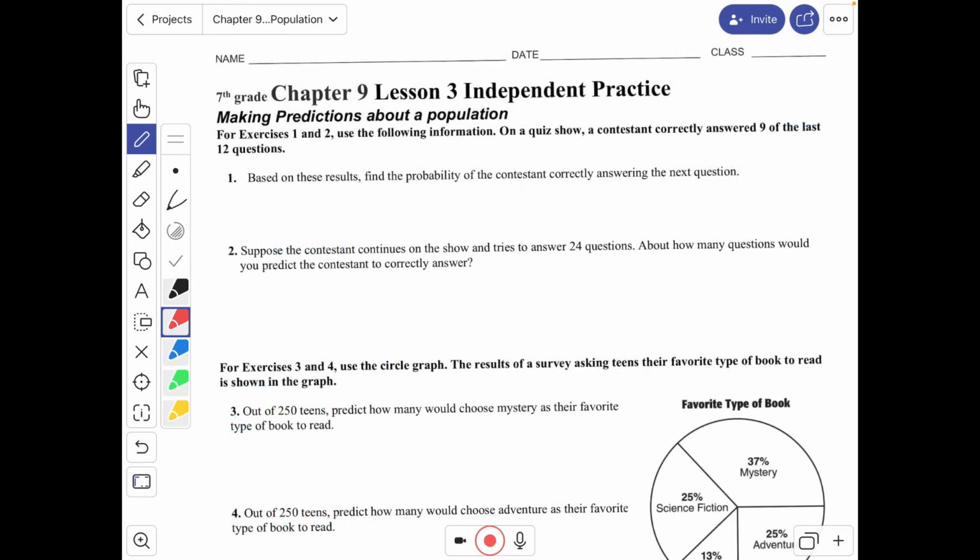Let's look at some of the questions on your independent practice. The first two are just basic. On number 1, you're finding the probability, and on number 2, you're making a prediction. So probability will be a fraction that is simplified. And number 2 will be a proportion because you're making a prediction.